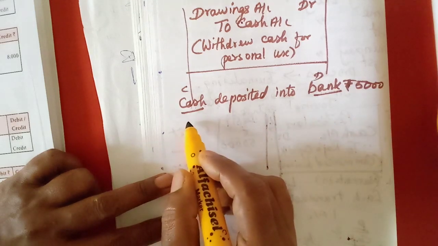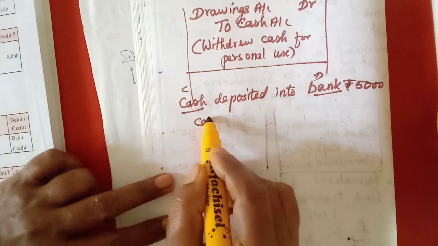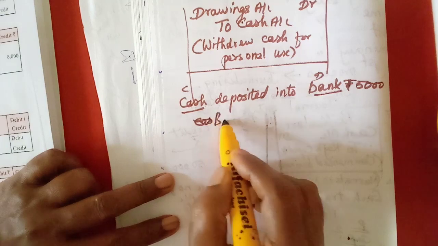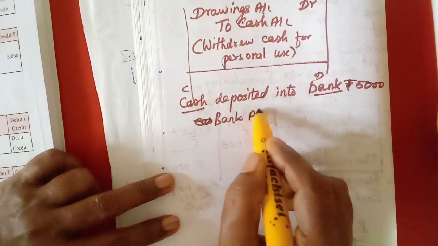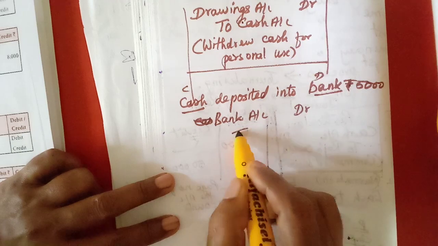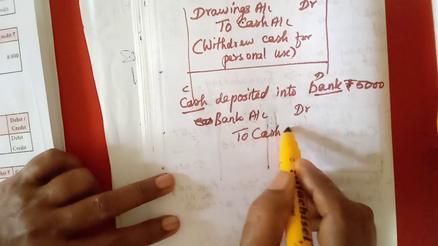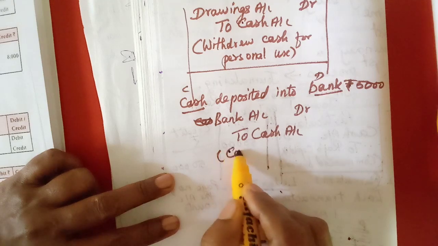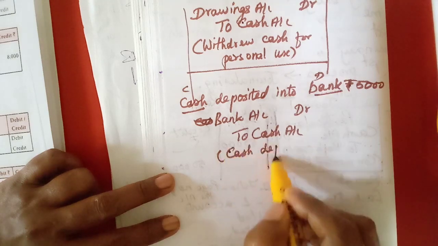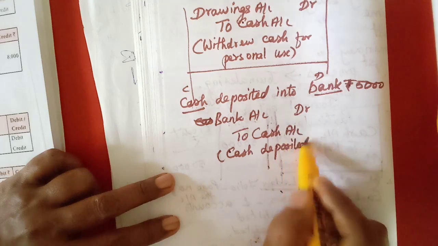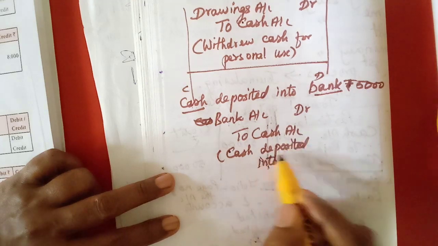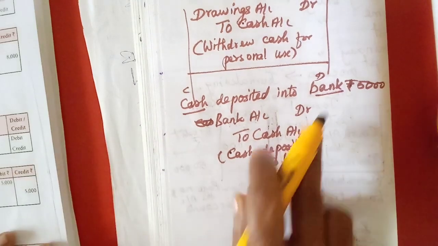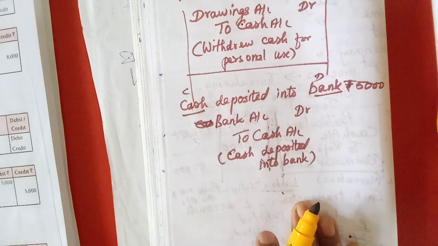Understand? So cash credit, isn't it? So bank account debtor to cash account. Then narration: cash deposited into bank. Here 5,000 we need to write.